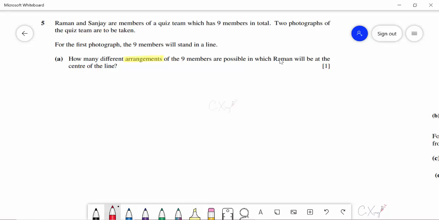If Raman will be at the center of the line, that means the position for Raman will be fixed. You don't touch Raman anymore, and then we are going to arrange the remaining 8. If Raman is fixed here, you just need to make sure that you arrange the remaining 8 of them. So it should be 8 factorial, which is equal to 40320.